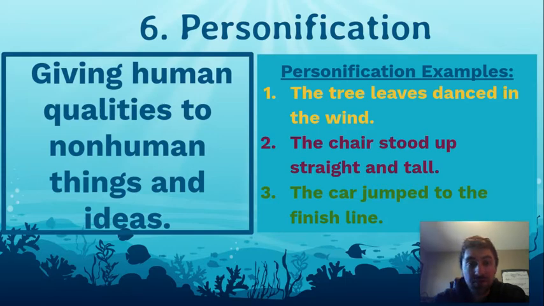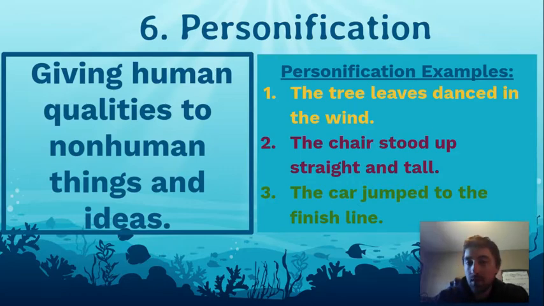Number 6 is personification. It's giving human qualities to non-human things and ideas. So, for example, it's giving ideas or actions that only humans can realistically do to non-human things. So, the tree leaves danced in the wind. So, obviously, leaves don't dance. The chair stood up straight and tall. Chairs don't stand up. And the car jumped to the finish line. Obviously, it can't jump either.